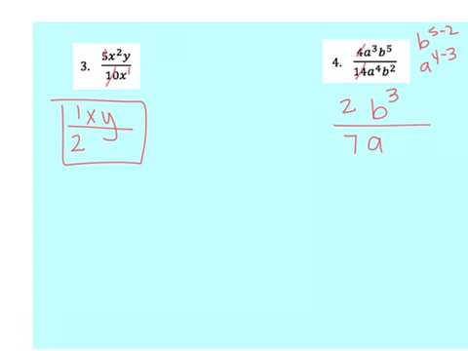And the bigger number of a's was on the bottom, so that's where I'm putting the a. I can do the same thing with my b to the 5th divided by b squared. B to the 5 minus 2 gives me b to the 3rd. And the bigger number of b's was on the top, so that's where I put that one. If you get that one wrong, come chat with me. Let's make sure we find our mistakes before we move forward.